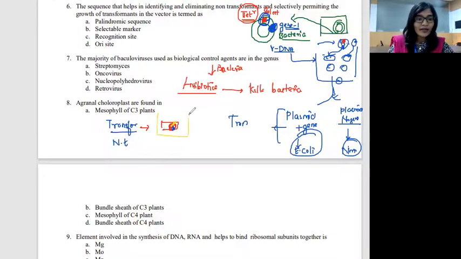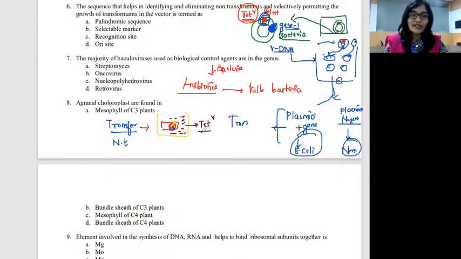Now I'm growing them in a tetracycline antibiotic medium. Due to the presence of the tetracycline resistant gene, they can grow because they show resistance against the antibiotic. Antibiotics usually kill bacteria, so they should have killed the E. coli. But since they have the tetracycline resistant gene, they will show resistance against the antibiotic. So this bacteria lives. If a bacteria lives, we come to the conclusion that they are transformed cells which have the genes introduced in them.